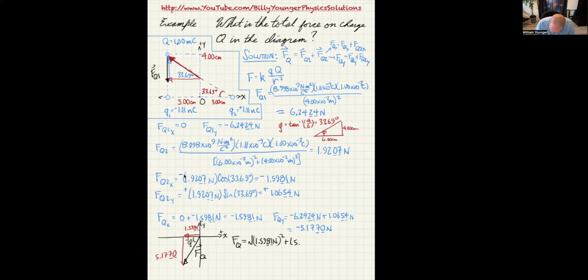And then 5.1770 newtons, again squared. So when I square 1.5981, when I square that, I get 2.5539. So that's only good to, using 3 sig figs, that's only good to the hundredths place.